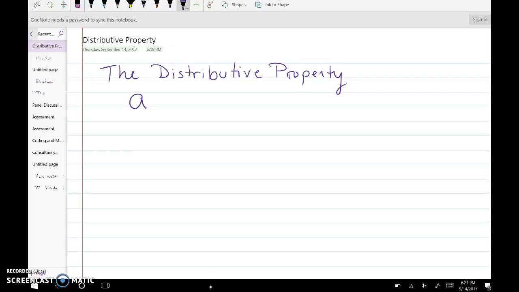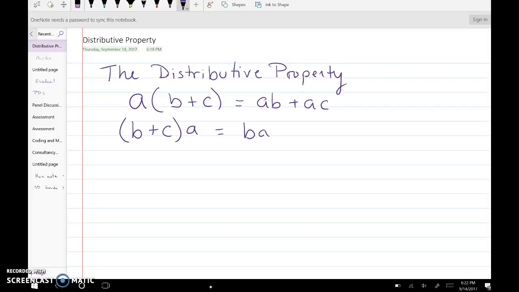Today in class we spoke about the distributive property and we showed it 4 different ways. We had A times (B plus C), which equals AB plus AC. We had the (B plus C) first, and it's really the same thing. All that is changing is the order of the letters. And we also saw today that we could change the order from addition to subtraction for a distributive property.